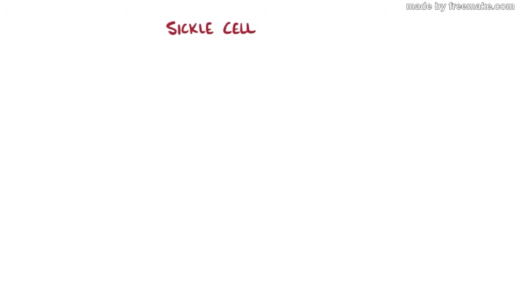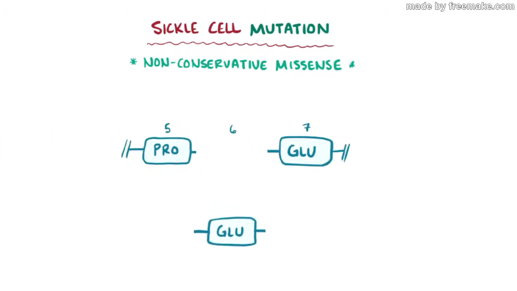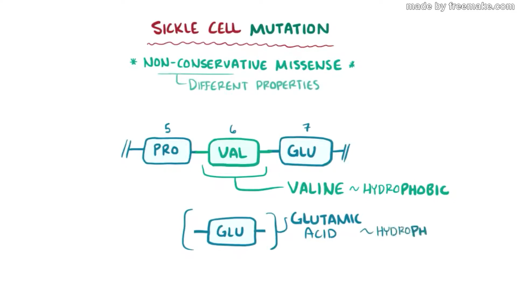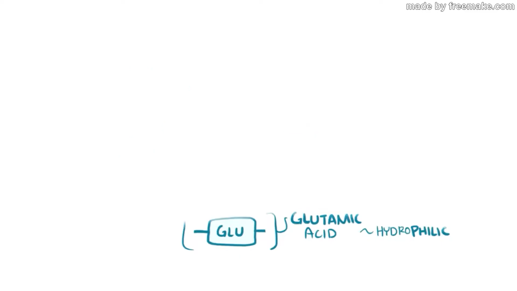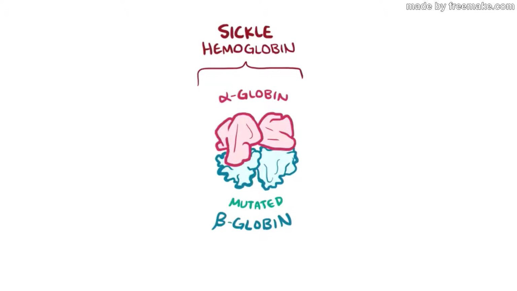Almost always, the sickle cell mutation is a non-conservative missense mutation that happens in the 6th amino acid of beta globin being a valine instead of glutamic acid. A non-conservative substitution means that the new amino acid, valine, which is hydrophobic, has different properties than the one it replaced, glutamic acid, which was hydrophilic. A hemoglobin tetramer with 2 alpha globin and 2 mutated beta globin proteins is called sickle hemoglobin, or HbS.